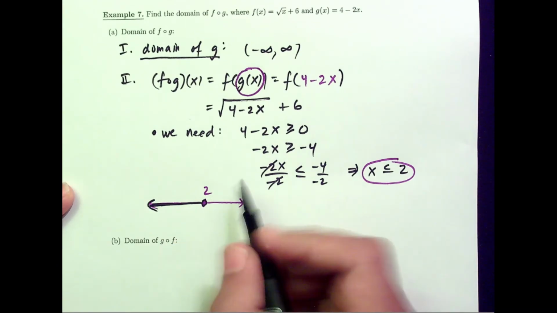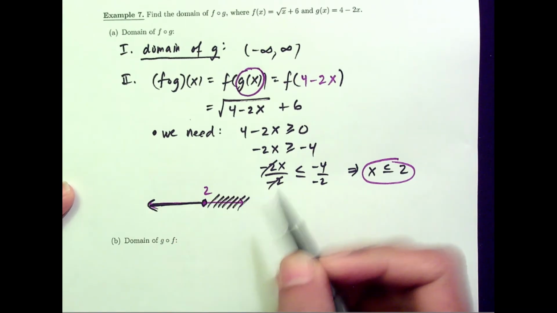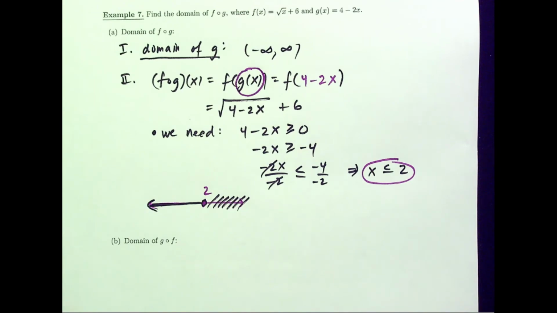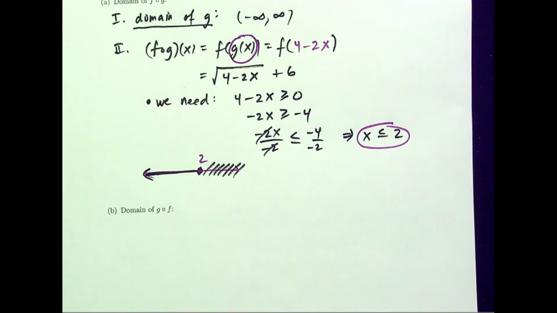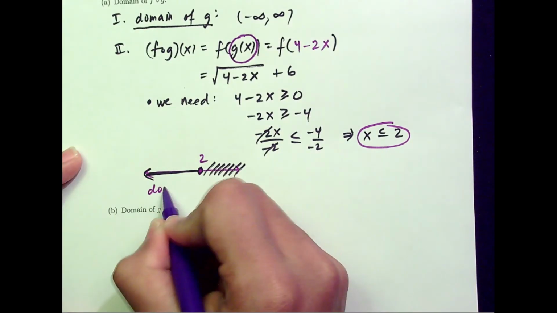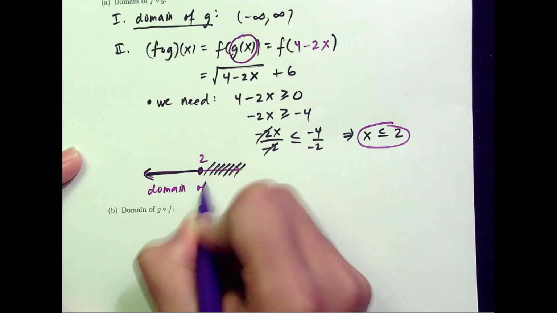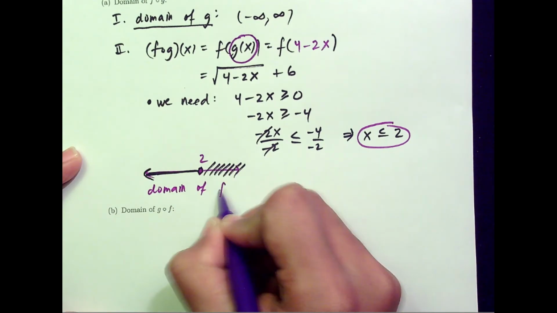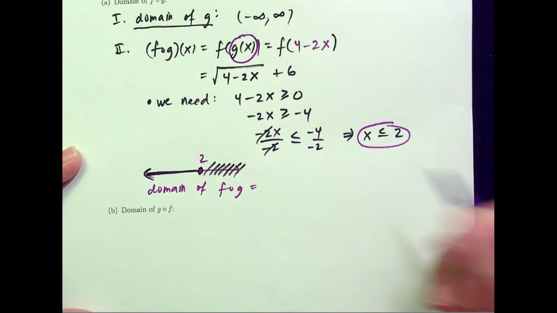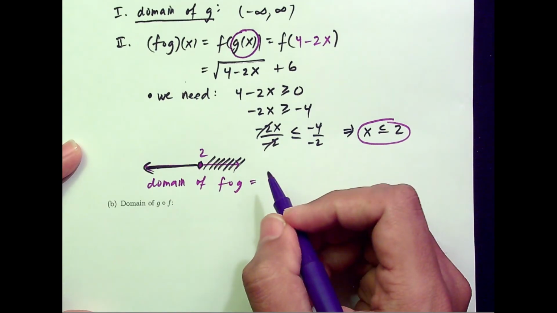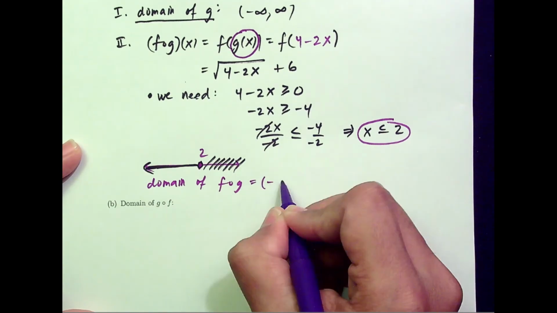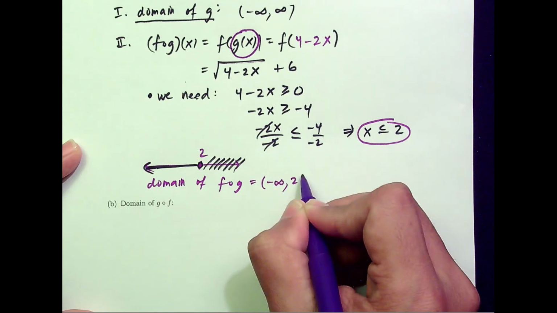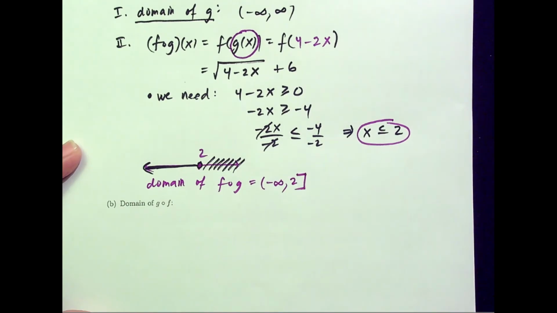So that means this part cannot be used. Okay, that's not part of the domain. So we're ready for the final answer. The domain of f composed with g equals from minus infinity to 2, and then that's included, so bracket like that.